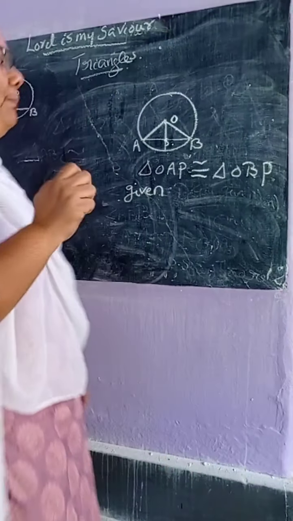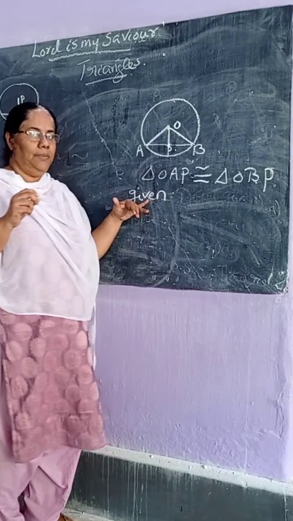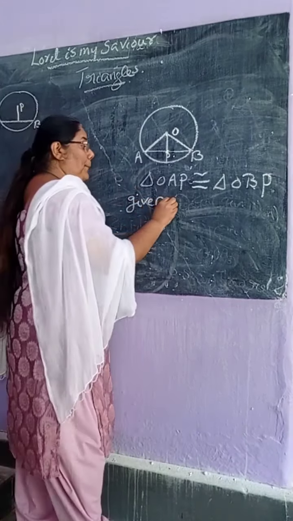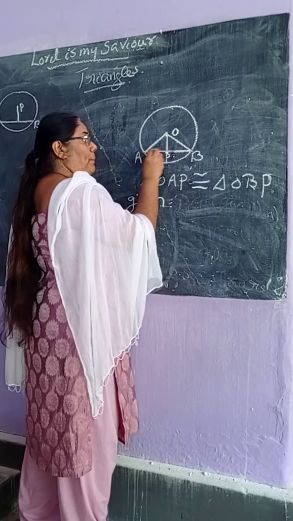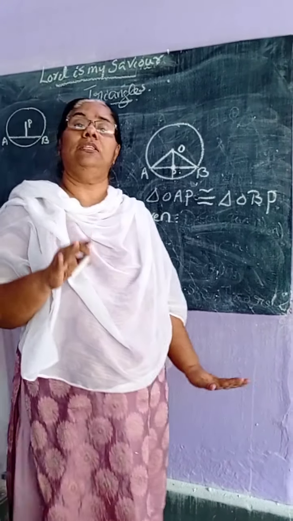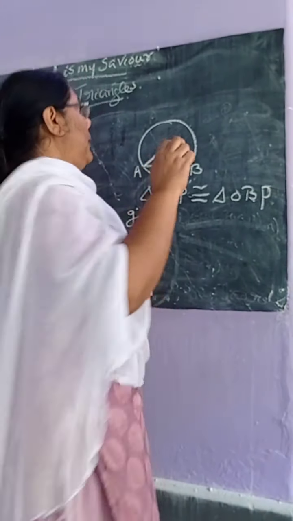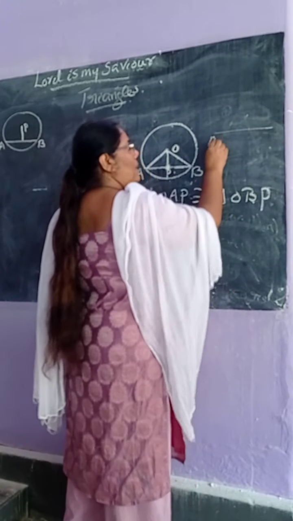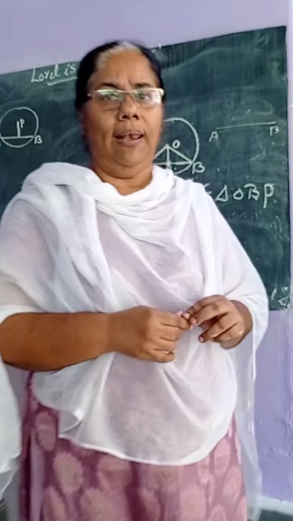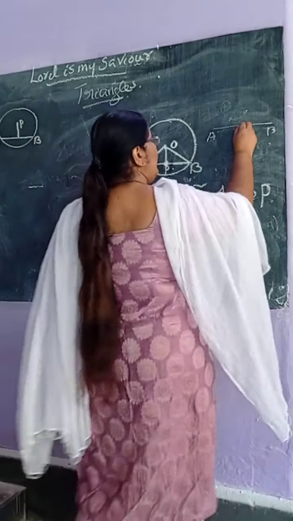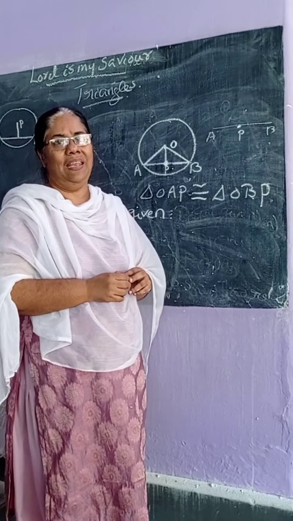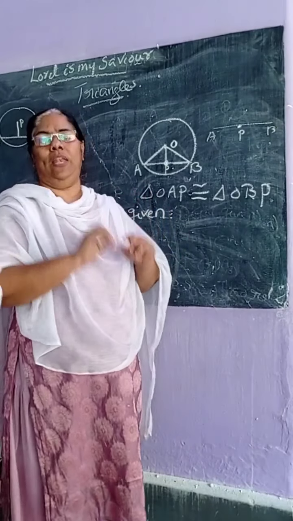Therefore, the first step is the given part. Understand? What is given? P is the midpoint. Look here. How can you convert that sentence into mathematical notation? Suppose this AB is equal to 6 centimeter. AB is a 6 centimeter line, and I say that this P is the midpoint. P divides AB equally.